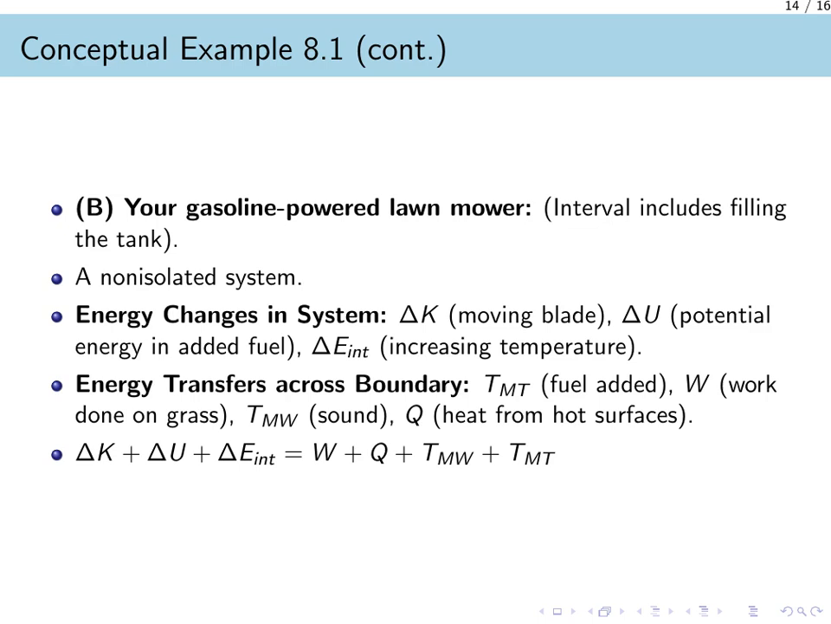Now let us look at the energy transferred across the boundary. Energy enters the system via matter transfer, T sub MT, when we add the gasoline. Energy leaves the system in 3 ways: as work, W, done on the grass, as sound, T sub MW, and as heat, Q, from the hot engine. Therefore, the reduced conservation of energy equation for the lawnmower is delta K plus delta U plus delta E sub int equals W plus Q plus T sub MW plus T sub MT.